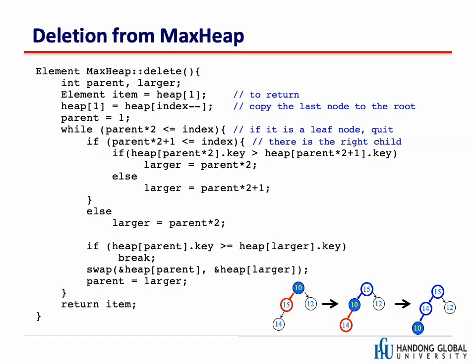If parent times 2 is greater than the heap size, it means the parent is now a leaf node, and the loop ends. After this while loop, this tree is a max heap again. And then we return the item, which was the root node. That's it.